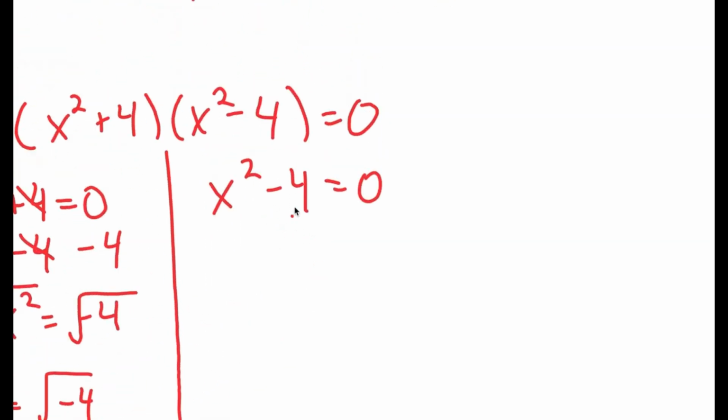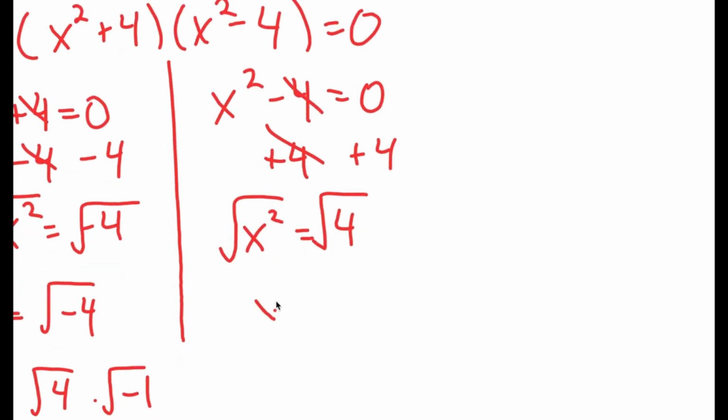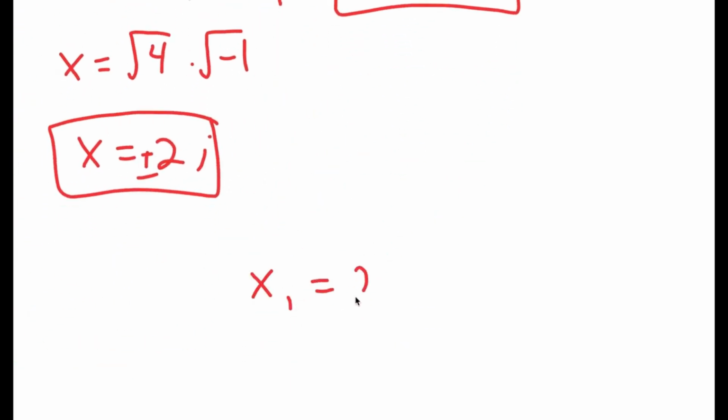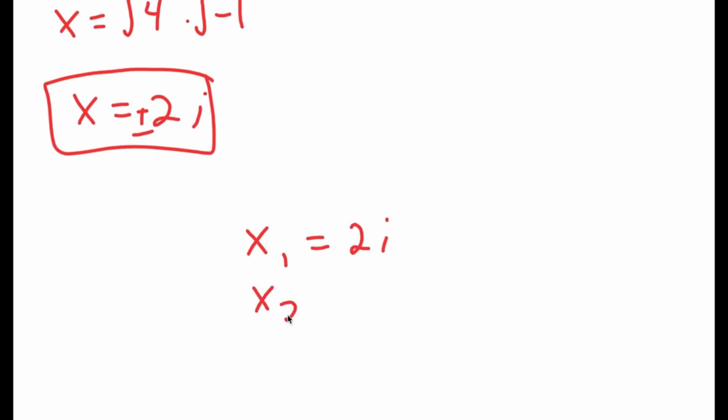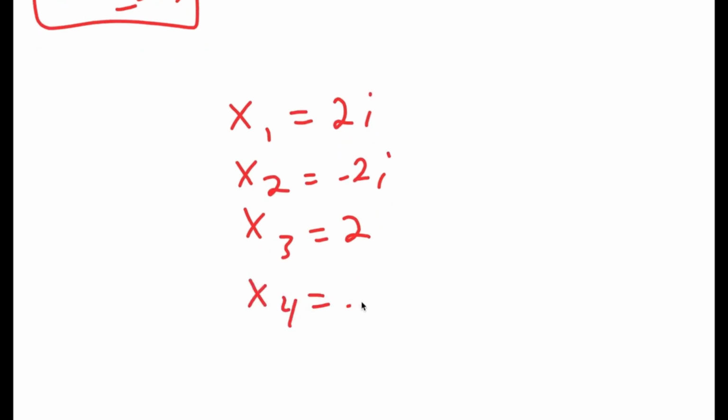Now for x squared minus 4 equals 0, I'm going to simply add 4 on both sides. So I get x squared is equal to positive 4. And now if I take the square root, I get x is equal to positive or negative 2. So my four solutions are x equals 2i, x equals negative 2i, x equals 2, and x equals negative 2.